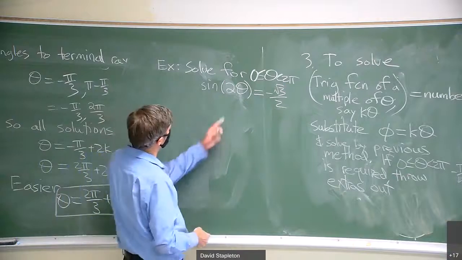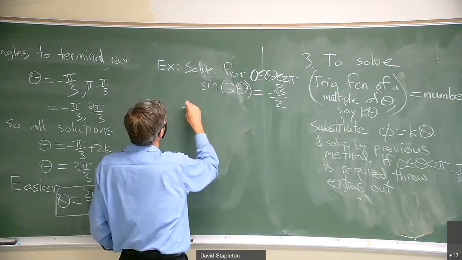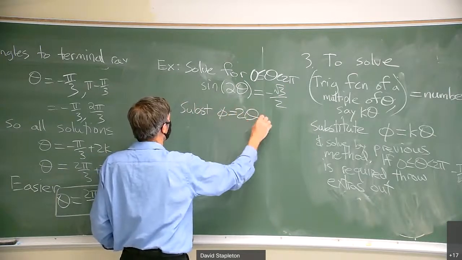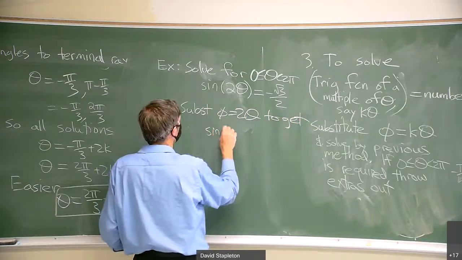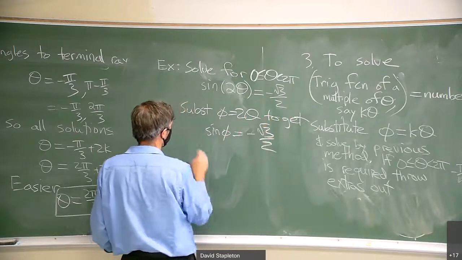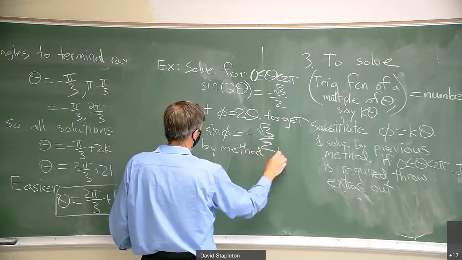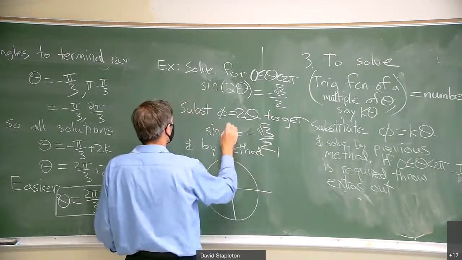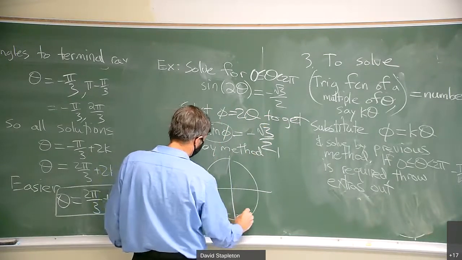So instead of going straight to method 1, what I do is I first substitute phi equals 2 theta, and then I go to method 1, right? So substitute phi equals 2 theta to get the kind of problem we've just been doing. Sine of phi equals minus square root 3 over 2, which we can solve on the unit circle by method 1. We then say on the unit circle, sine is the y coordinate, so I draw the horizontal line y equals minus square root 3 over 2.